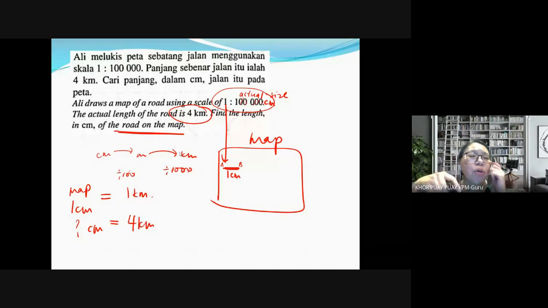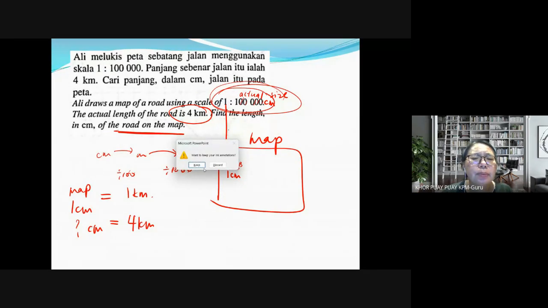Okay? If let's say terbalik pula, they give you the size of the map but they don't give the actual size, you also must refer back to the scale that they give you. So they might ask you this way, or another way. Find the size of the drawing, or find the size of the actual object, actual length. Only these 2 ways. Okay? All right. Next.